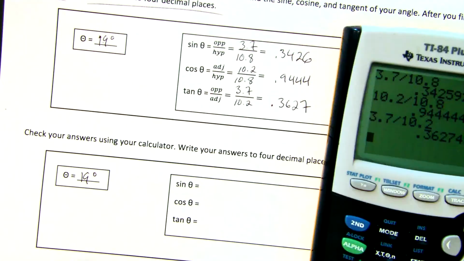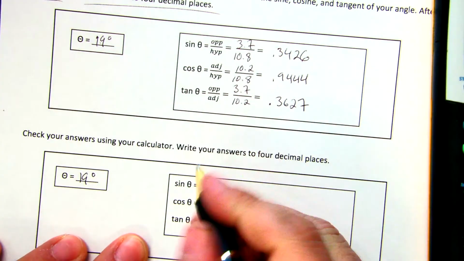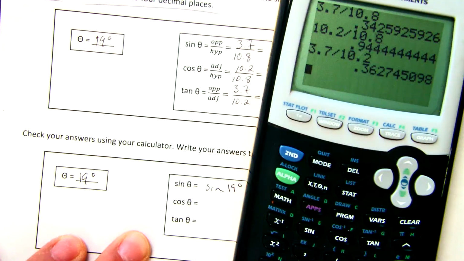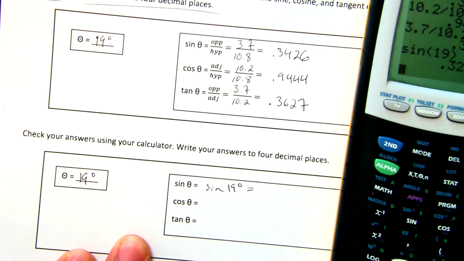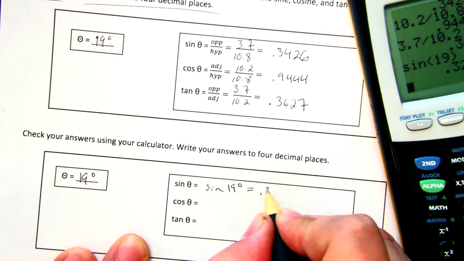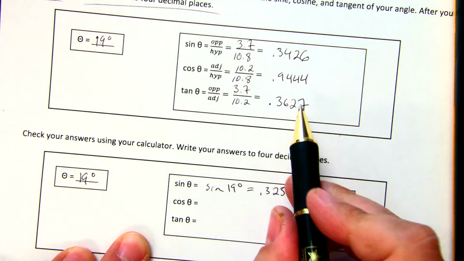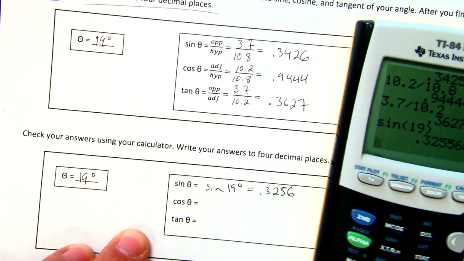So what we want to know is what sine theta is. So sine 19 degrees, what is that? So sine 19, 0.3256. Now what did we get? We got 0.3426. Not too far off. Let's try this one.